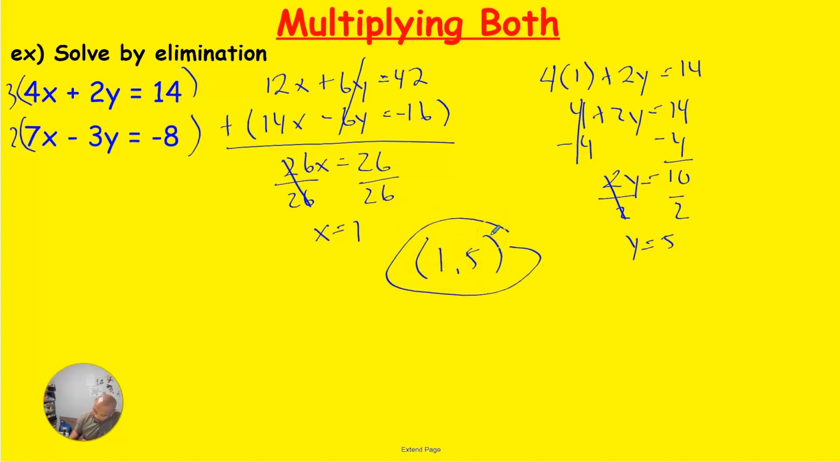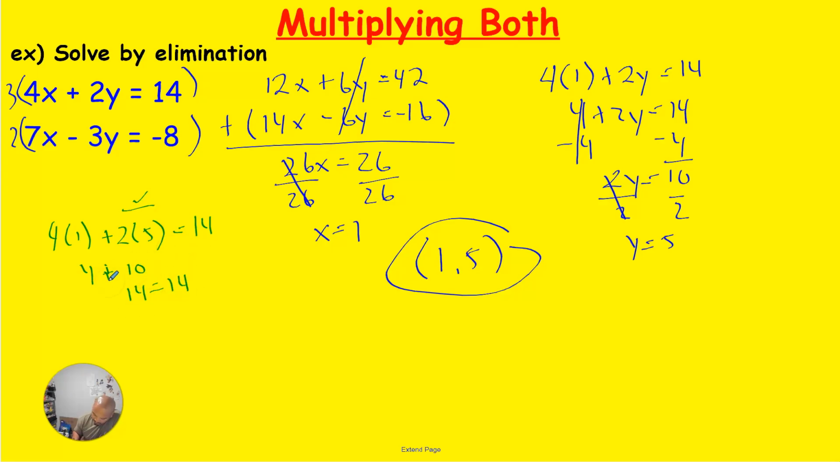All right, that's our ordered pair that makes both of these equations in the system true. All right, now we should always check our answer. So let's go ahead and check our answer. Let's check right here. So we go ahead and do 4 times 1 plus 2 times 5 should equal 14. And we wind up with 4 plus 10. And that's 14 does equal 14.